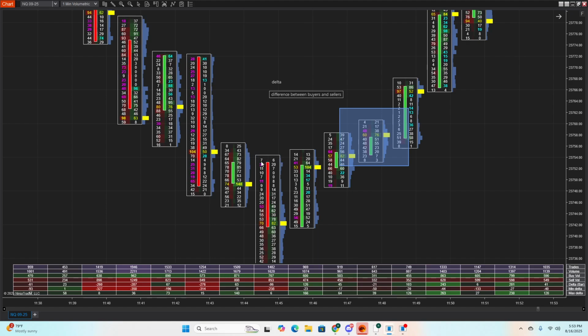See, we have 7 sellers here, 6 buyers here. That would be -1 delta right here, okay? But in the full candle, we have 767 buyers and 853 sellers, which gives us a -86 delta. So there's 86 more sellers than there are buyers. Just think about it as the difference between buyers and sellers, okay? It's the difference between buyers and sellers.